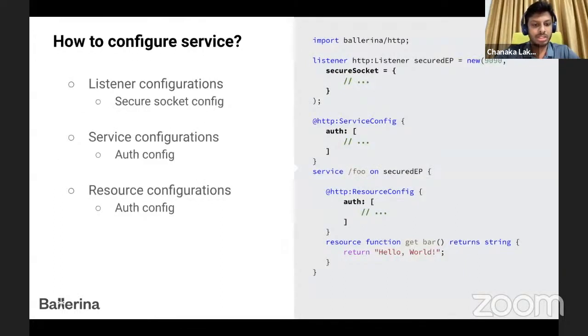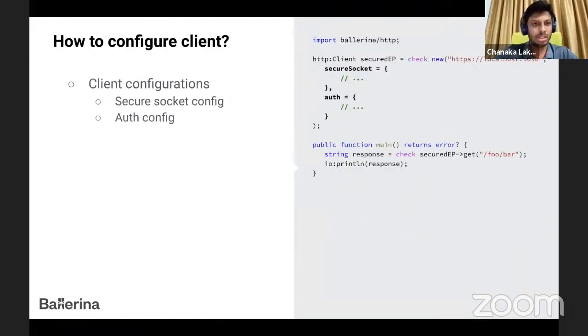Let's see how to configure security for HTTP service. Here we have three levels of configurations. The first one is secure socket config under listener configurations, and this is the place where we configure SSL or TLS transport layer security configurations. And the next two are auth configurations under service annotation and the resource annotation. And this is the place where we configure application layer security like basic auth, JWT, and OAuth2, etc.